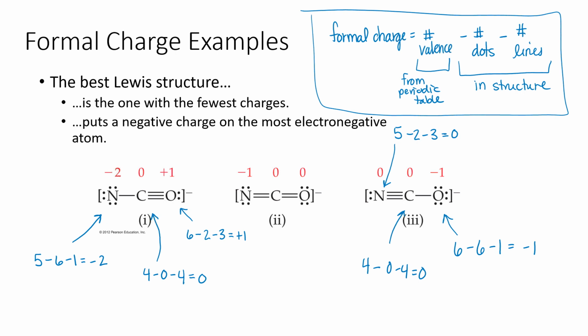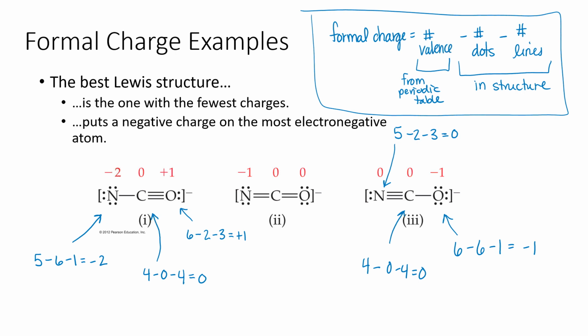So if you look down here, look at this nitrogen atom. On the periodic table, it's in column 5. It's got 5 valence electrons. In this structure, it has 6 dots around it, and it's got 1 line sticking out of it. So 5 minus 6 minus 1 is going to give me a formal charge of -2. So the numbers here in red are the formal charges on all these atoms when you calculate them out.